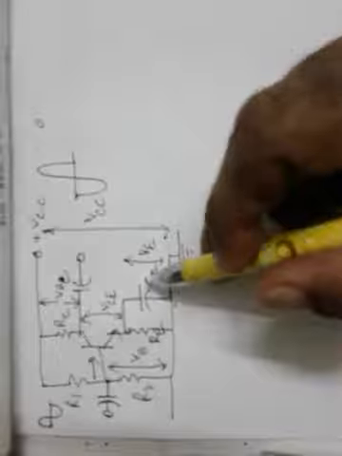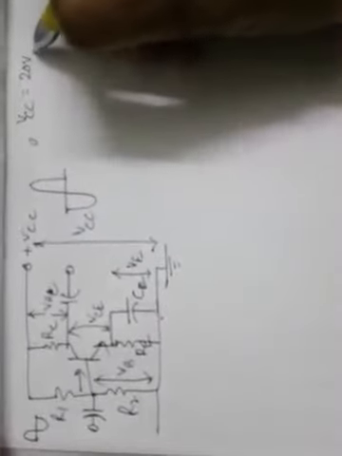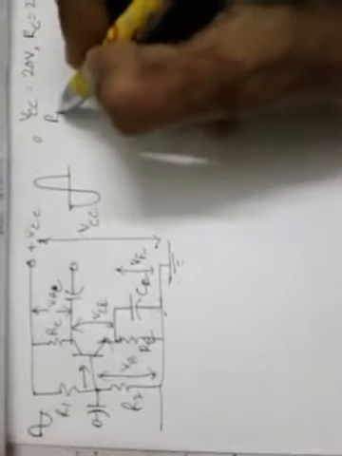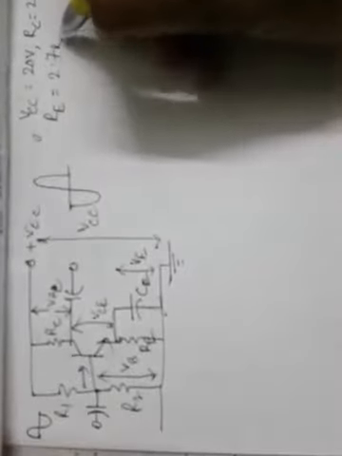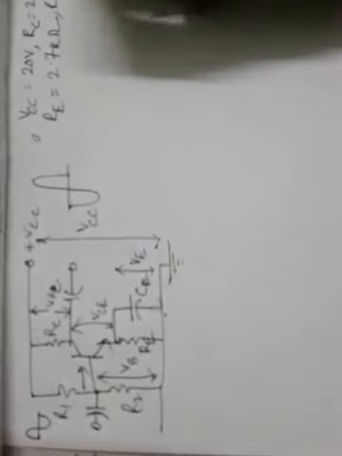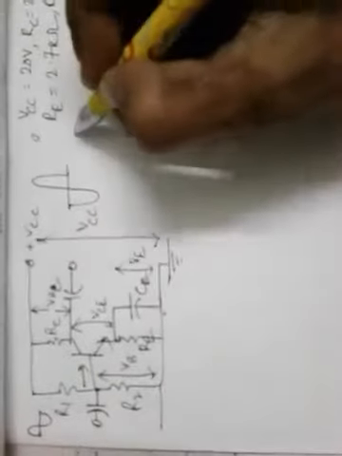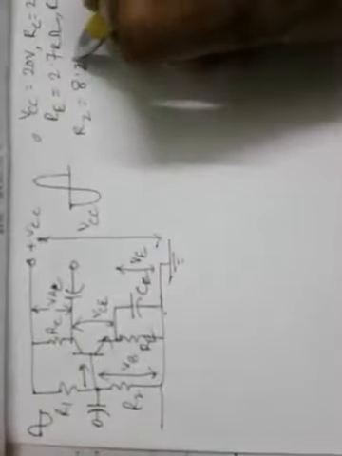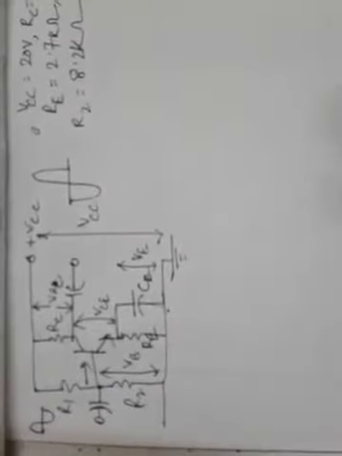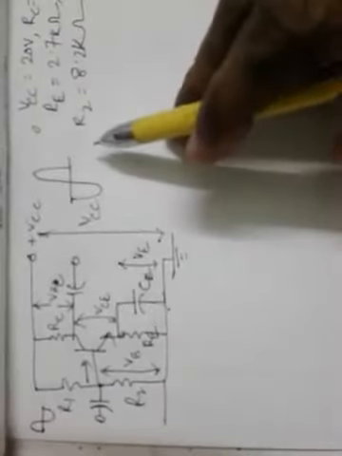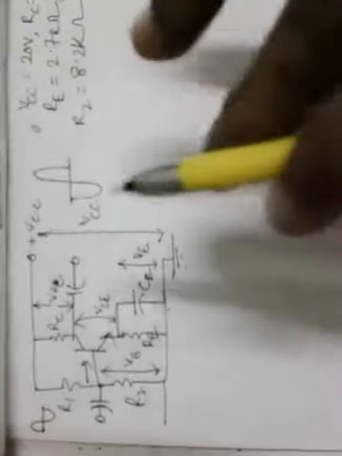Now let us see this by an example. So refer to this circuit, it is a common emitter circuit. VCC is given as 20 volt, RC 2.2 kilo ohm, RE 2.7 kilo ohm, R1 18 kilo ohm, R2 8.2 kilo ohm, and the transistor employed has the characteristics I am just going to draw.